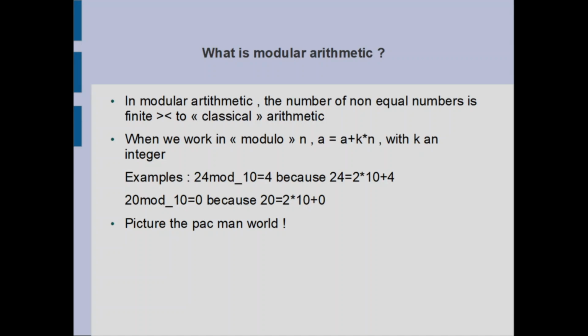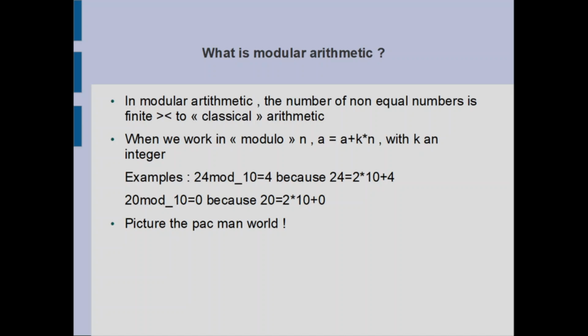What is modular arithmetic? In modular arithmetic, the number of non-equal numbers is finite, as opposed to classical arithmetic. How does it work? When we work in modulo n, a means any number equal to a plus k times n, with k an integer. For example, 24 modulo 10 equals 4. Why? Because 24 equals 2 times 10 plus 4.